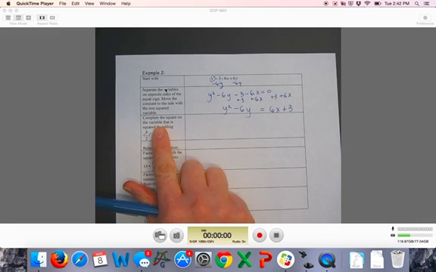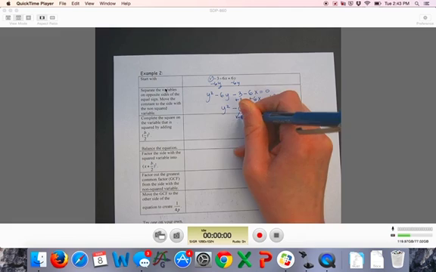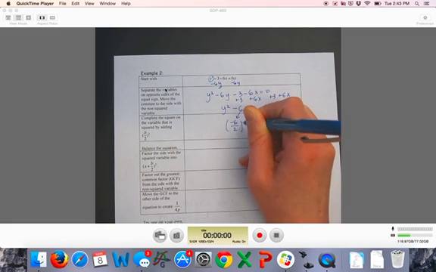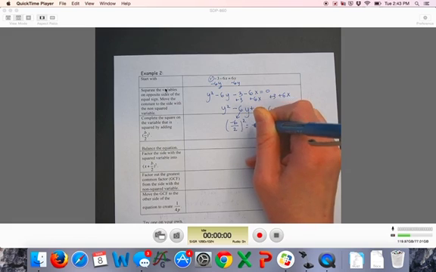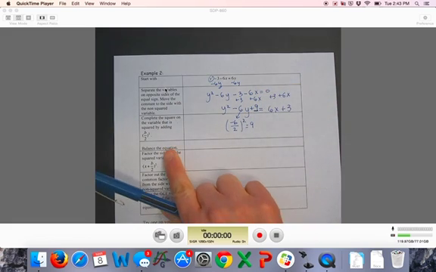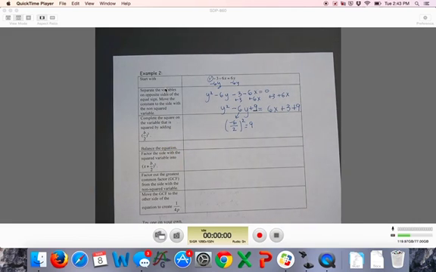Okay, moving on to the next step. I'm going to complete the square on the variable that is squared by adding b over 2 squared. Okay, so I'm going to go ahead and do that. This is my b. I'm going to take negative 6, divide it by 2, and then square it, which is going to get me 9. So I add 9 to the left, and then it says balance the equation, so I'm going to add 9 to the right as well.